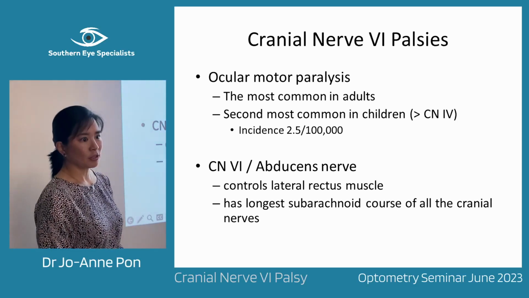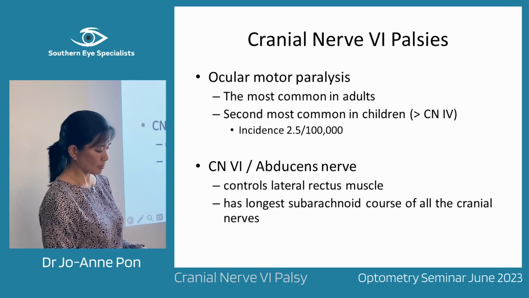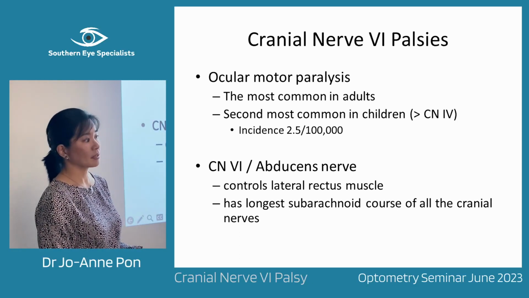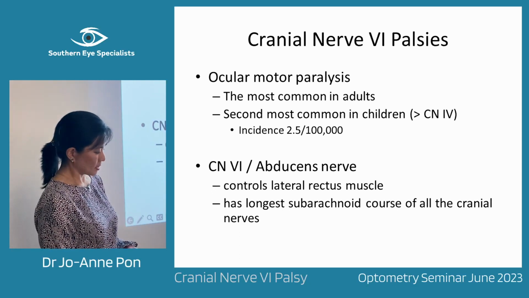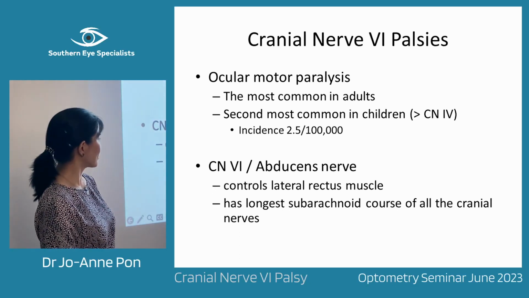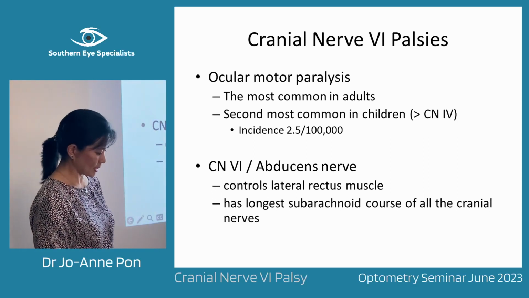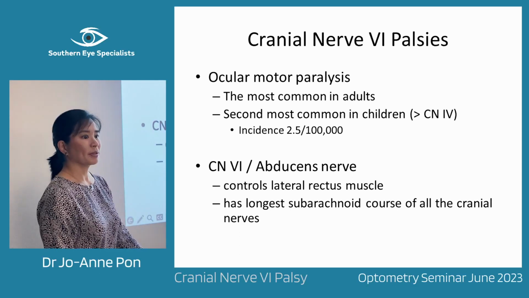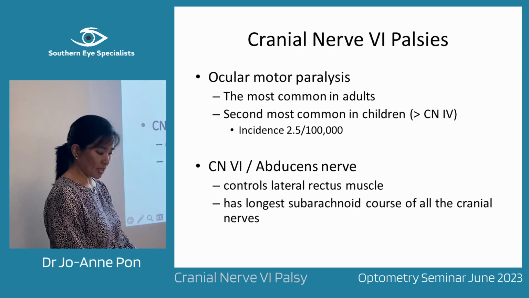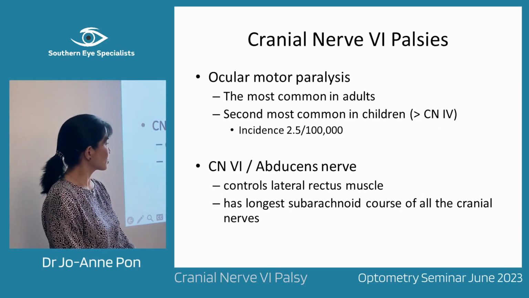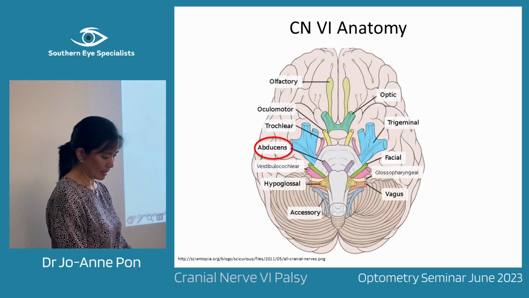So why do we need to know about 6 nerve palsies? Well, it's the most common oculomotor paralysis in adults and second in children after the 4th nerve. And the incidence is 2.5 in 100,000. You'll be familiar that the other name for the 6th nerve is the abducens nerve, and that it controls the lateral rectus. And it's quite interesting to know that it has the longest subarachnoid course of all the cranial nerves, which also has some clinical implications.